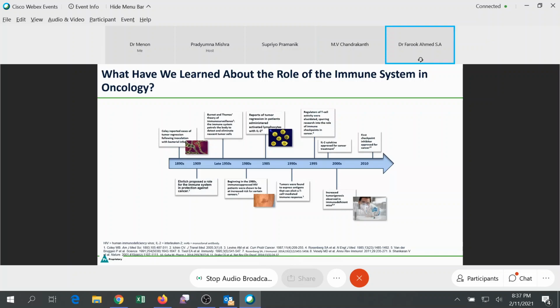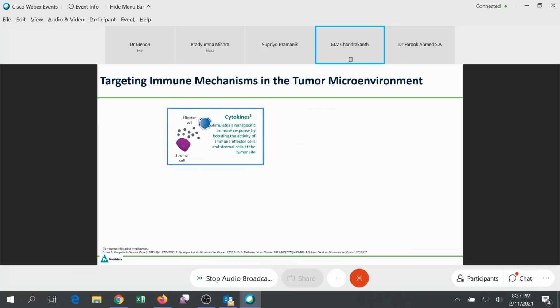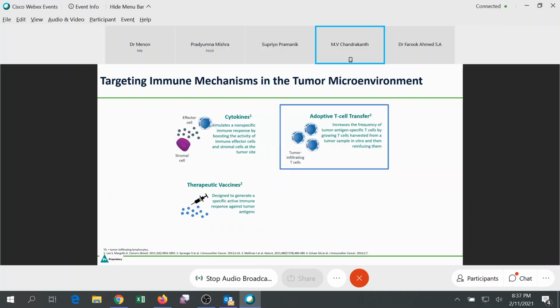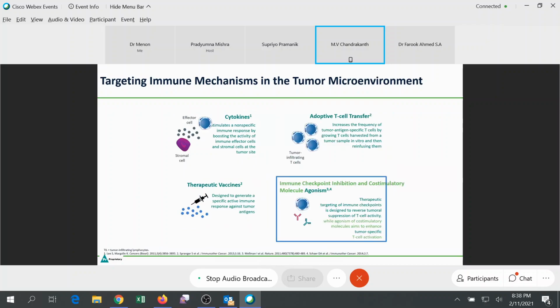After 2010, we had the first checkpoint inhibitor approved for cancer, and that is pembrolizumab. That is the wonder molecule of the day. So this is the cytokine-mediated immune suppression, and then we have therapeutic vaccines, and then adoptive T cell transfer, and then immune checkpoint inhibition and co-stimulatory molecule agonism.